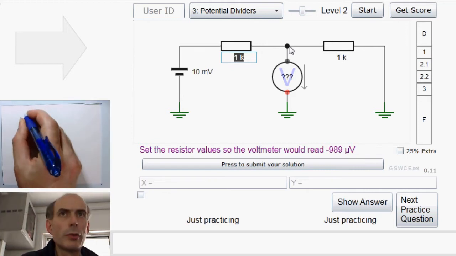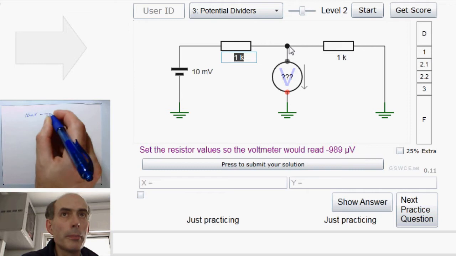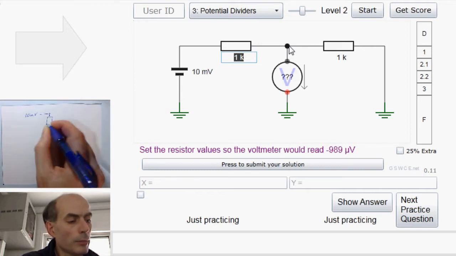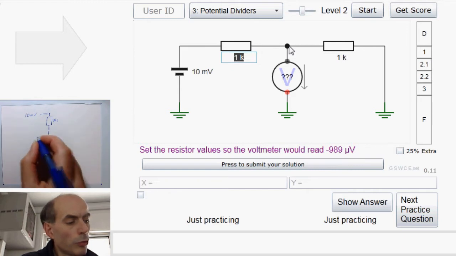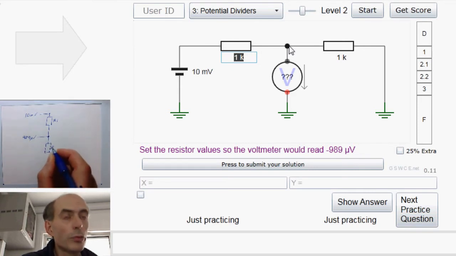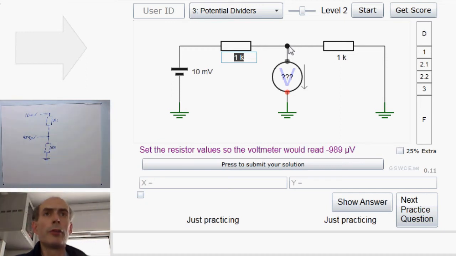So we have a potential divider, which is 10 millivolts at the top, going through a resistor here, which I'll call R1, and that gives me a voltage of 989 microvolts there, going through another resistor at the bottom, which I'll call R2, down to ground. And it's the ratio of these two resistors that's going to be important. It doesn't actually matter what the absolute values of them are, as long as the ratio is right, I will get the right voltage there.